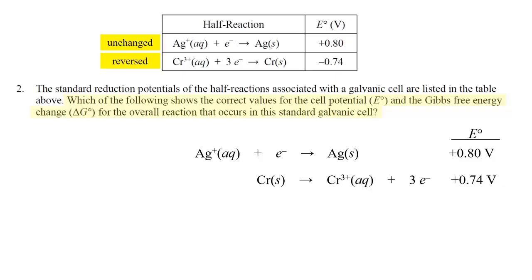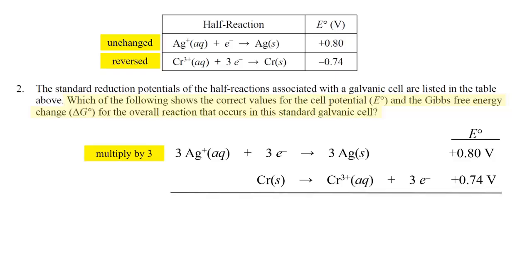But notice that I have 1 electron for the silver half reaction and I have 3 electrons for the chromium half reaction. I am going to multiply the silver half reaction by 3, but as I mentioned, you do not multiply the cell potential by 3. That cell potential will remain 0.80 volts. So now my coefficients in the silver half reaction will be 3, 3, and 3. Now I've got 3 electrons on the left and 3 electrons on the right, so that when I add these two half reactions together, the electrons will cancel out on opposite sides of these different equations.